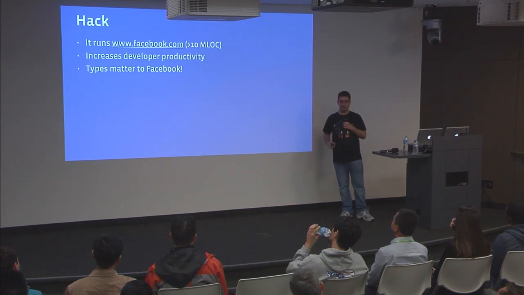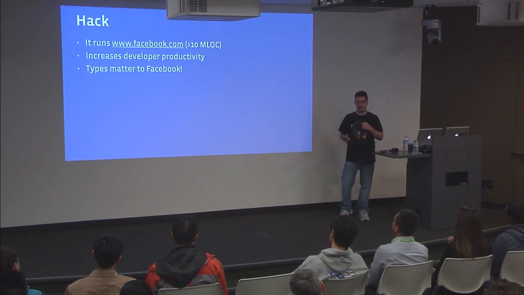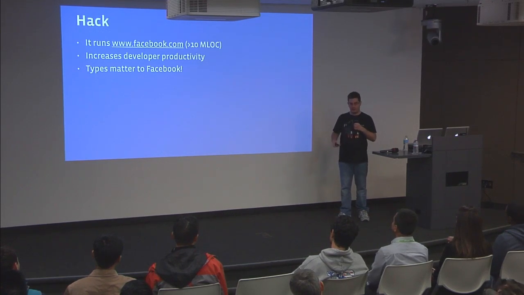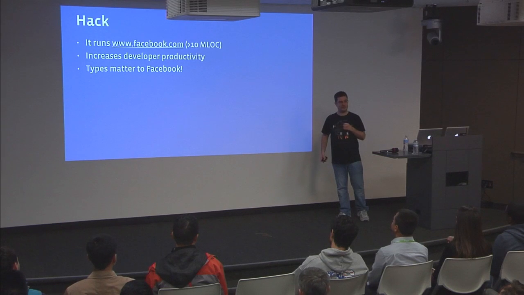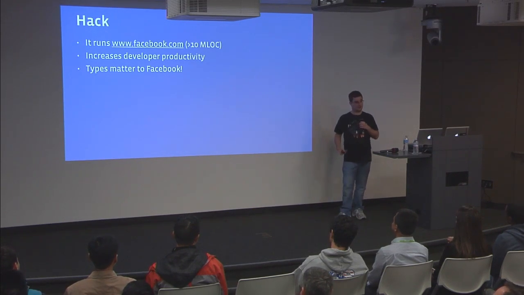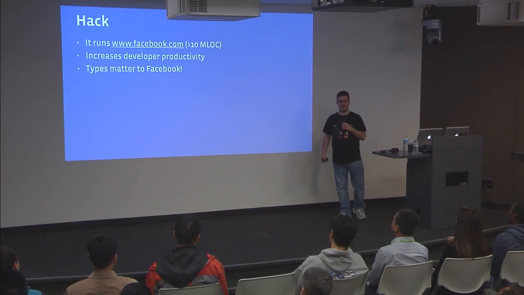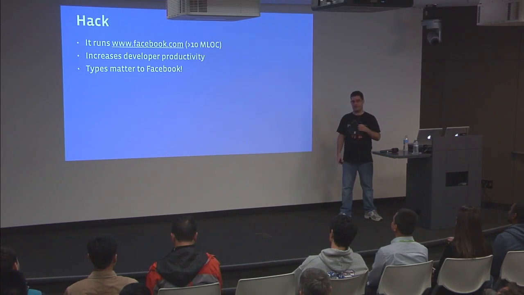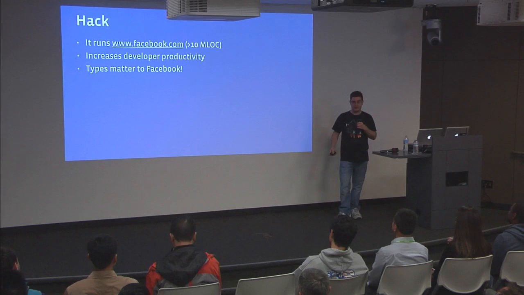Hack was designed to increase developer productivity. People have been asking as I'm talking around here if it's about perf or this, that, or the other. And yeah, those are some nice benefits that we can get. But it was about developer efficiency and improving the way our engineers here at Facebook write code. Basically, types matter to Facebook. We believe they help prevent bugs and make our engineers more productive. And so that's why we have a type system in our primary language here.